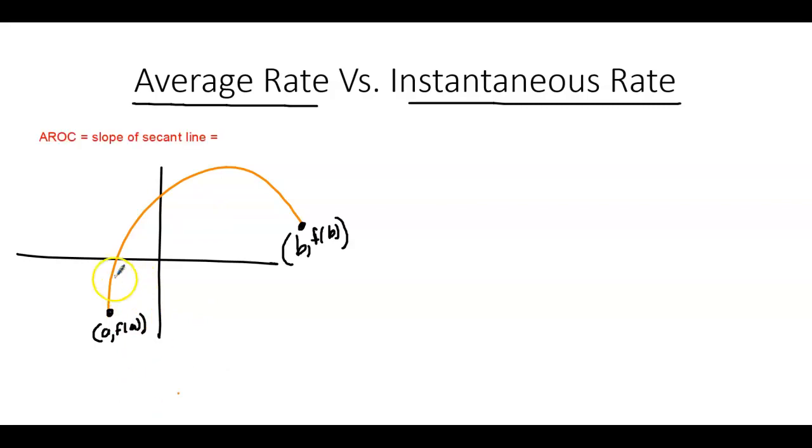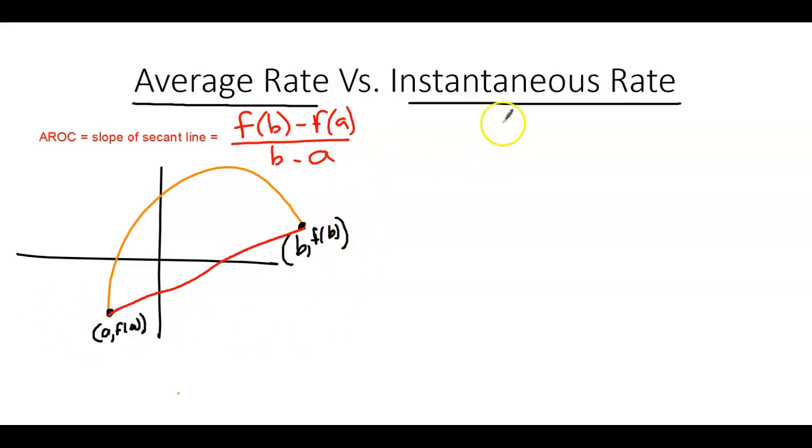So the average rate of change is the slope of a secant line. And that's basically just a line that you would get by connecting the beginning point to the ending point. And the way that you calculate slope is you just do y2 minus y1 over x2 minus x1. And that tells you the average rate of change over the interval.